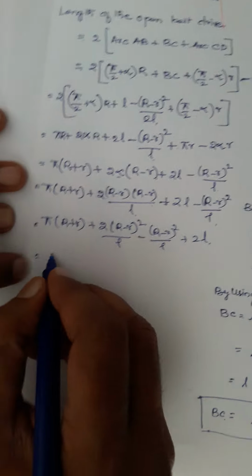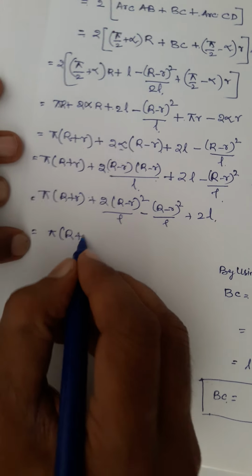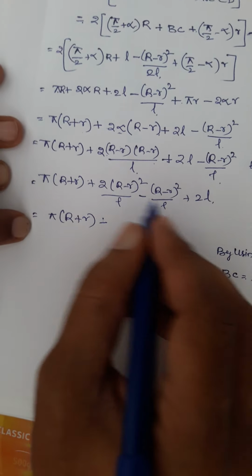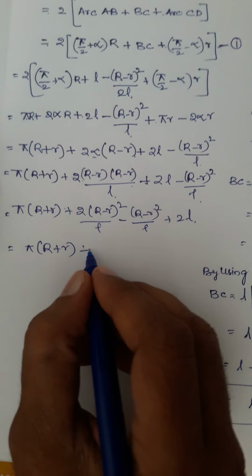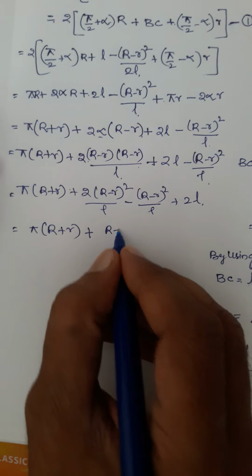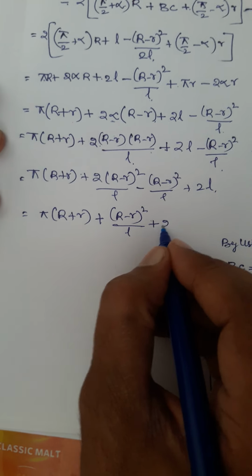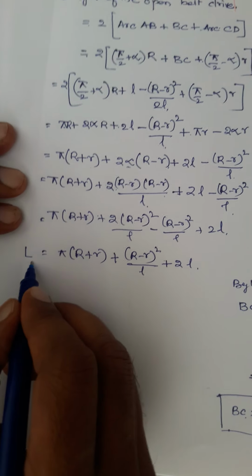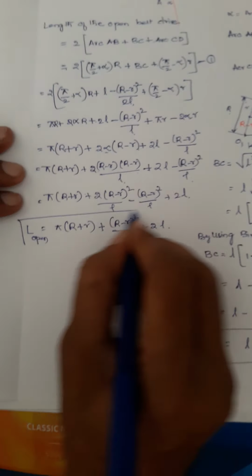So finally you will get pi into R plus r, plus, combining this coefficient and this coefficient to get 1, plus R minus r whole square by L, plus 2L. So now this is the complete length of the open belt formula.